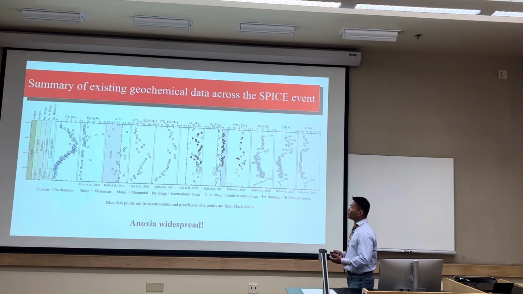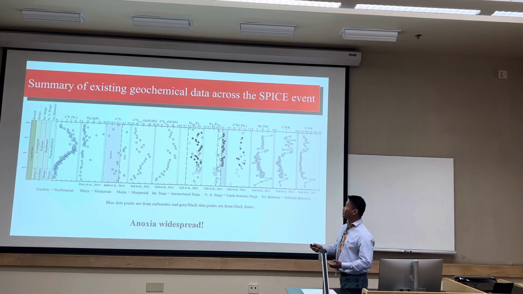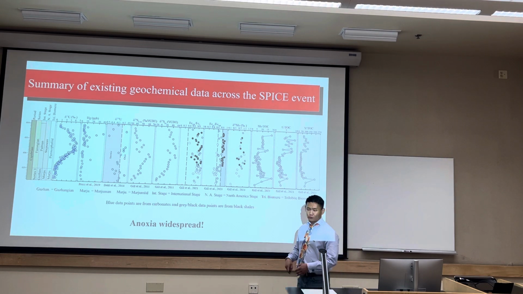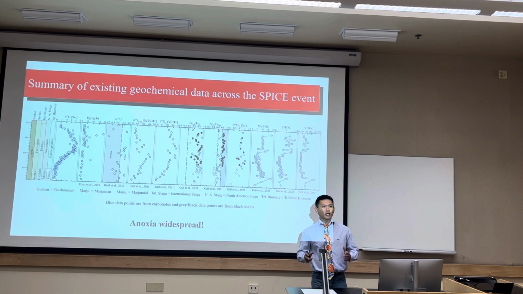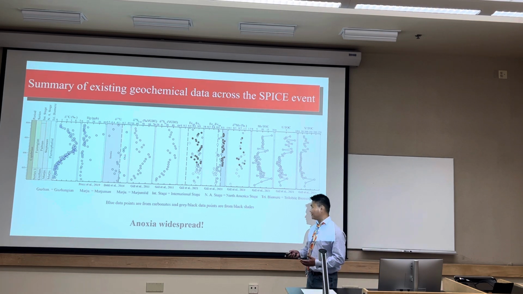So I compiled some redox data to see what people have done and what the outcomes are. Here we have data coming from mercury concentration, uranium isotope, sulfur isotope, iron speciation, molybdenum isotope, and other redox sensitive data. All these redox proxies consistently show that during the late Cambrian period there was no oxygenation event, but they point towards widespread anoxic conditions during the SPICE event.